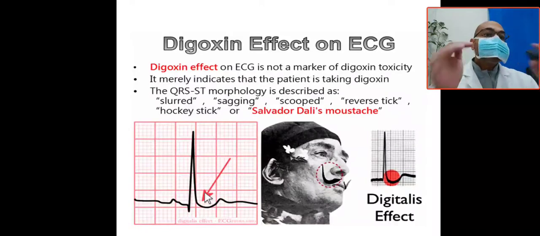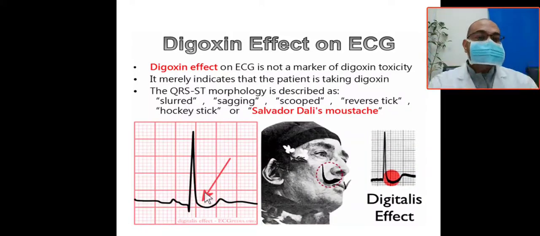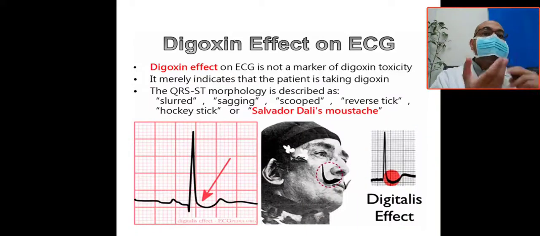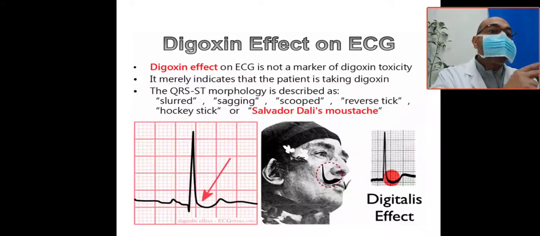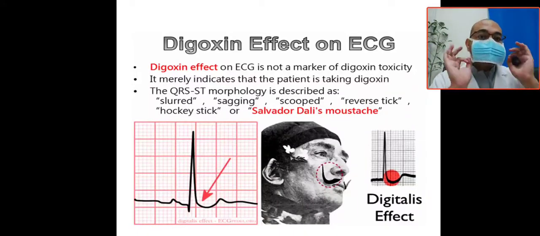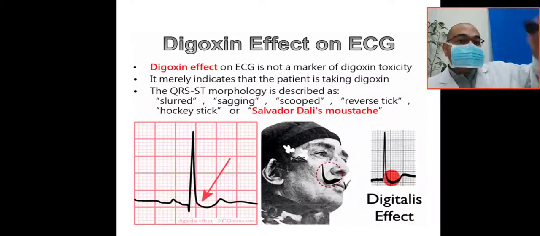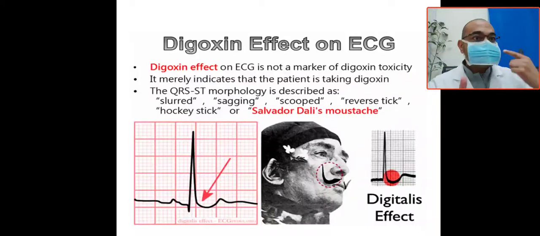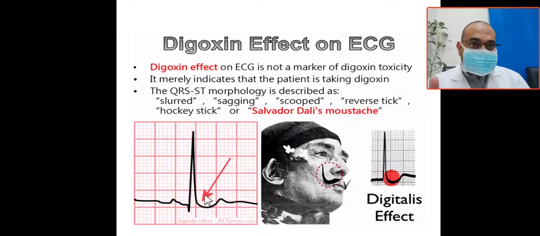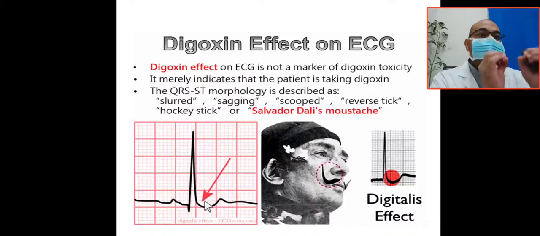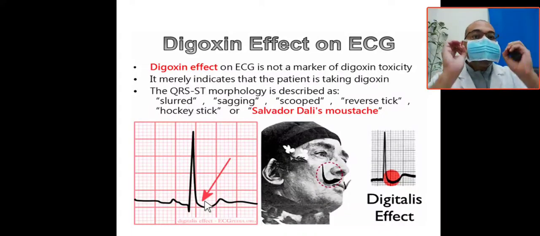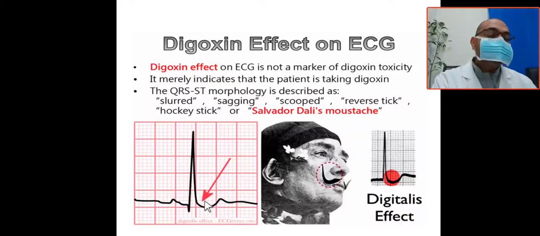So there is a common question: what is the digoxin effect on the ECG? It will be QRS-ST morphology, described as slurred, sagging, scooped, reverse tick, hockey stick, or Salvador Dali's moustache. You see scooped here, or sagging, or slurred. This is the digoxin effect on ECG, and put in your mind, this is not a marker of digoxin toxicity.